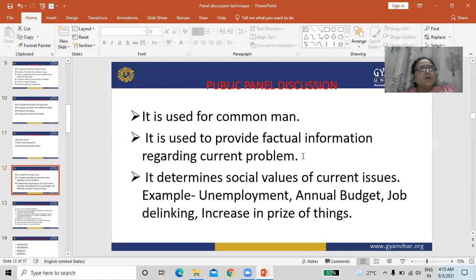For example, unemployment, annual budget, increase in price of things, and how to control this pandemic situation, another current topic.